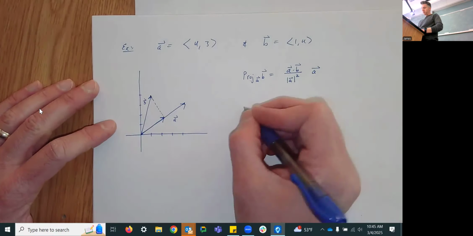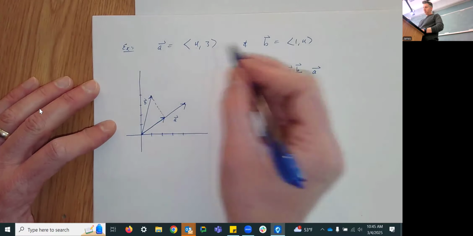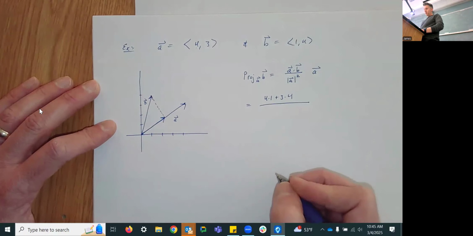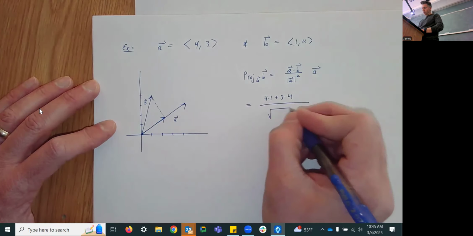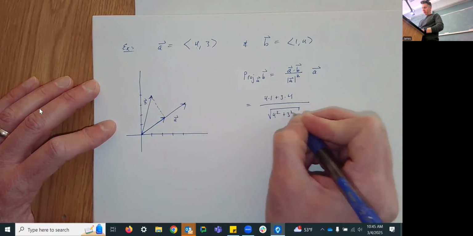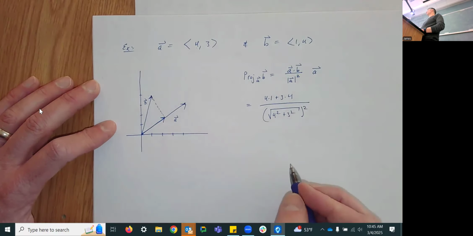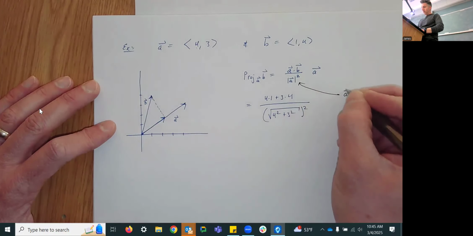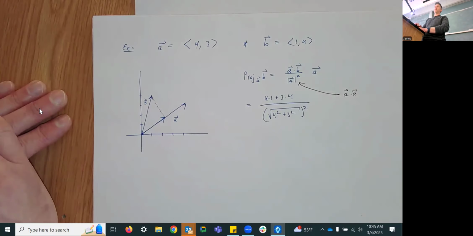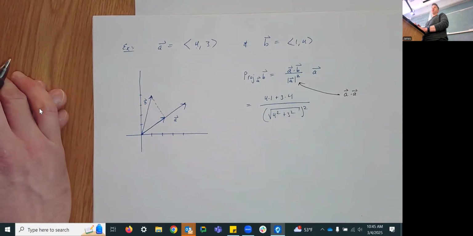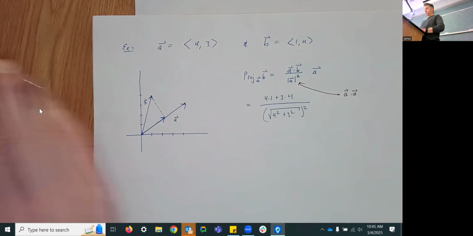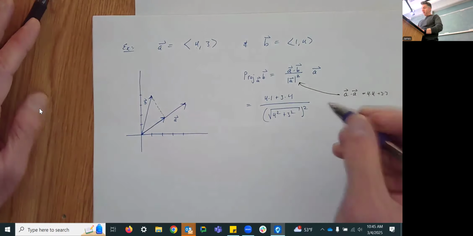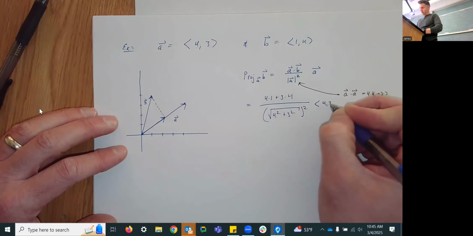All right, we can do this. A dot B is going to be 4 times 1 plus 3 times 4. The magnitude of A is going to be the square root of 4 squared plus 3 squared, all that squared. You might notice here why someone like me would prefer to say that the bottom part is A dot A, so I don't have to think about having a square root there. A dot A would just be 4 times 4 plus 3 times 3, which is going to be the same thing either way. And then multiply by the vector A, 4, 3.